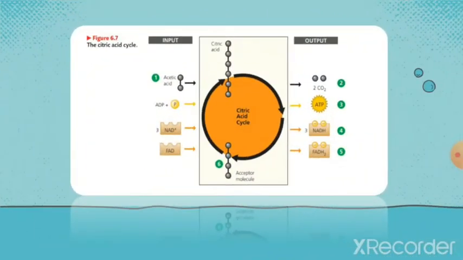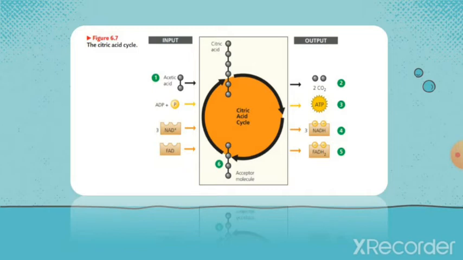So as you can see, this is how the citric acid cycle works. Here, the acetic acid joins a 4-carbon acceptor molecule to form a 6-carbon product called citric acid, for which the cycle is named. For every acetic acid molecule that enters the cycle as fuel, 2 carbon dioxide molecules eventually exit as a waste product.